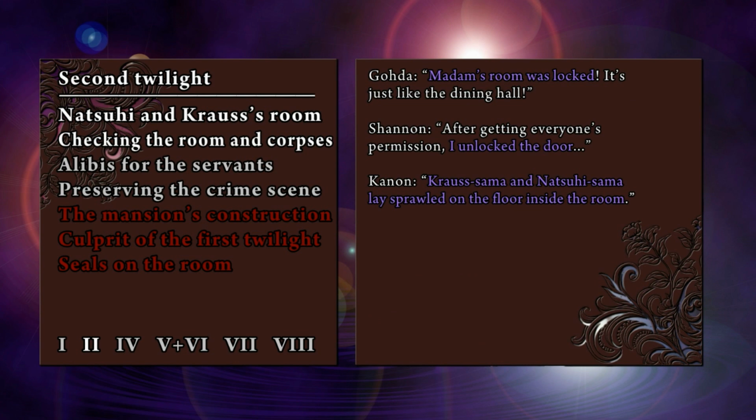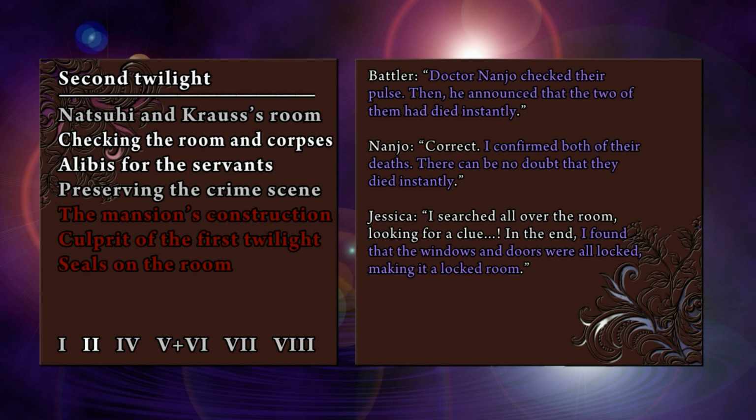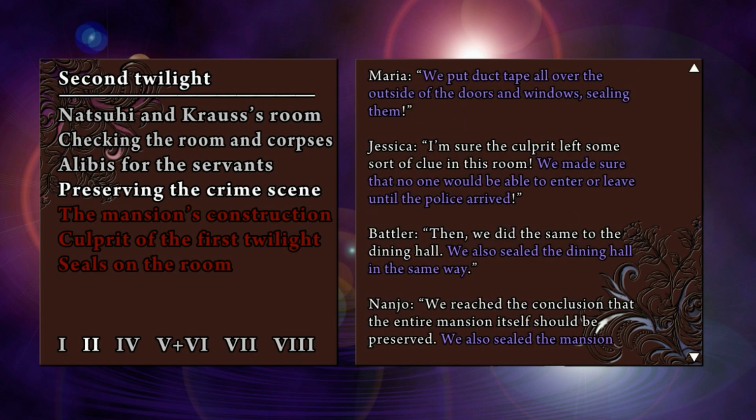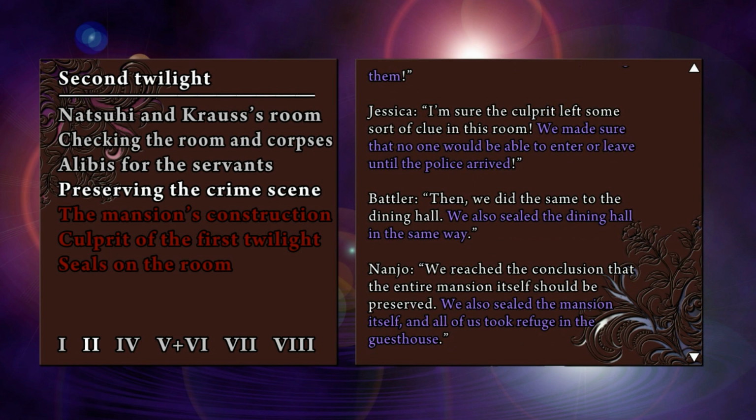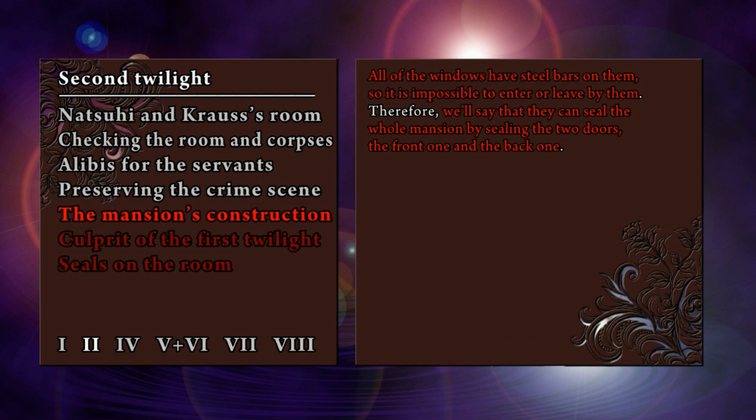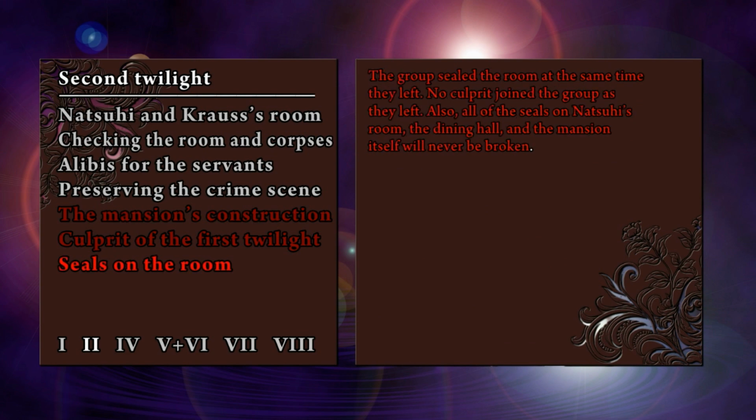But what about here? It was locked. It was a locked room. The windows and doors were all locked, making a locked room. Duct tape all over the outside of the doors and windows, sealing them. We made sure that no one would be able to enter or leave until the police arrived. Seal the dining hall in the same way. No culprit joined the group as they left. The group sealed the room at the same time they left. Also, all the seals on Nazi's room and the mansion will never be broken.